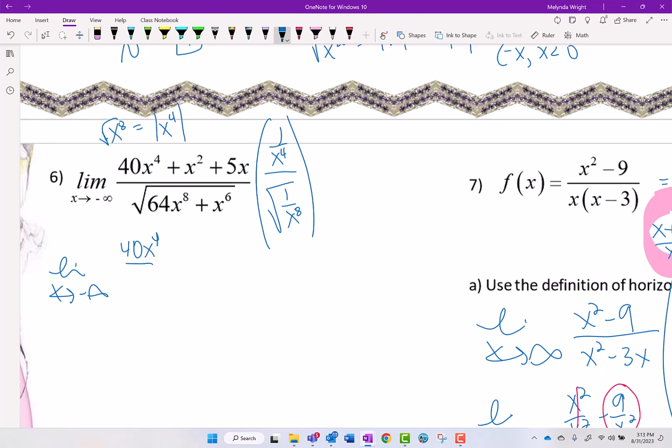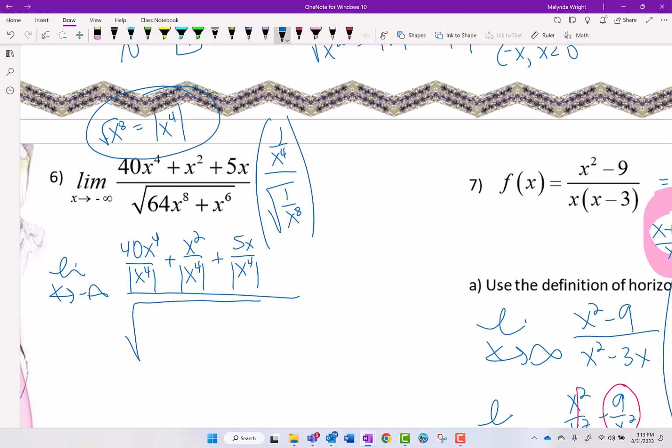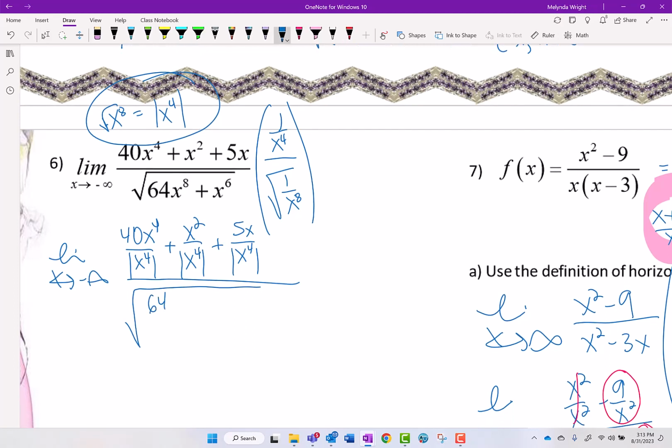40x to the 4th over x to the 4th plus x squared over x to the 4th plus 5x over x to the 4th, over, and this is actually, let me throw in the absolute value, it's actually absolute value x to the 4th, right? Because that's what we have to make them match. We have to make them match. Now I'm going to get inside the radical, and I'm going to multiply inside the radical. 64x to the 8th over x to the 8th plus x to the 6th over x to the 8th.